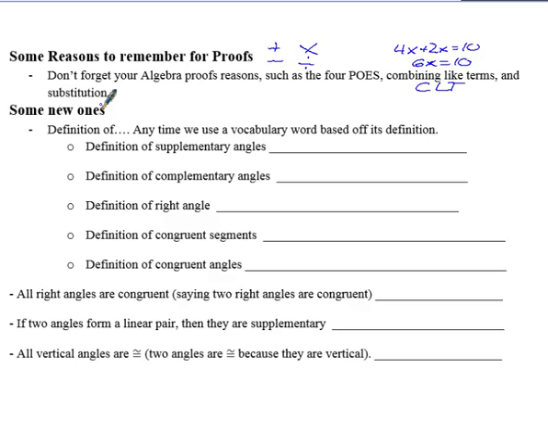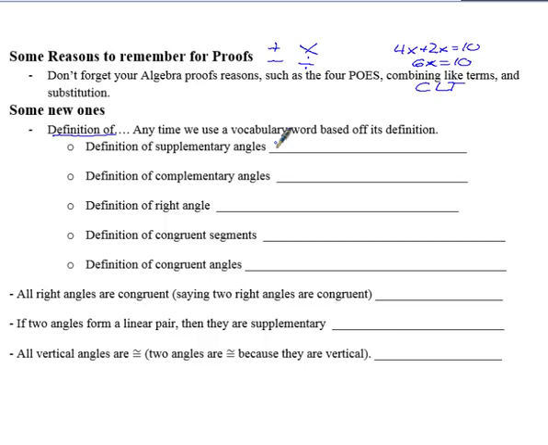So what I'm going to do is talk to you about some new reasons, some new things that we can use in proof, and some proofs that are geared more towards geometry. One of them is called the definition of. Typically this comes up anytime we use a vocabulary type word and we're using any part of its definition. So some common definitions that you're going to see are things like definition of supplementary angles.